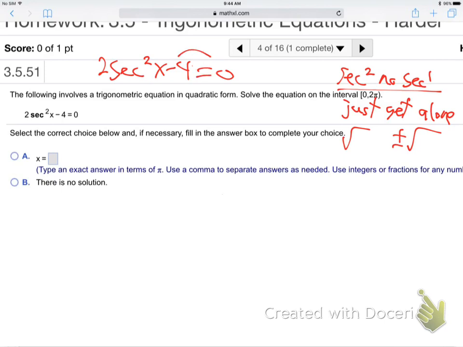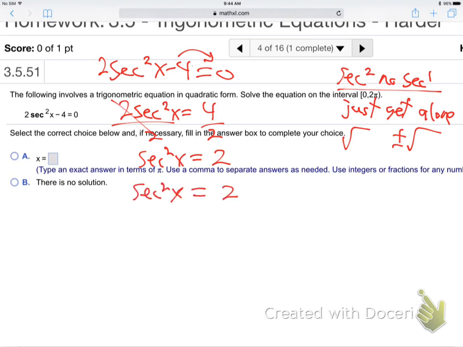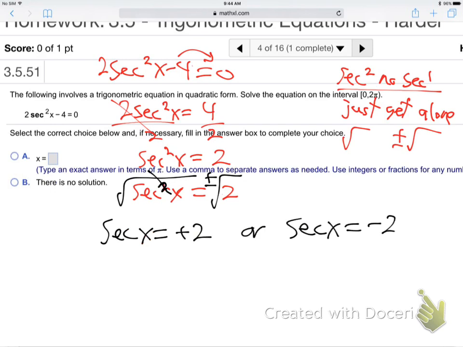All right, so just get alone, so move the 4 over like that. So 2 secant squared is positive 4 divided by 2. So secant squared is 2. Good so far. And now I got it alone. And now you put the root on it. Root, and plus or minus. Rooting cancels squaring. Rooting is the opposite of squaring, cancels it. So you get regular secant is plus 2 or regular secant is minus 2. You got the two different answers? Good so far?